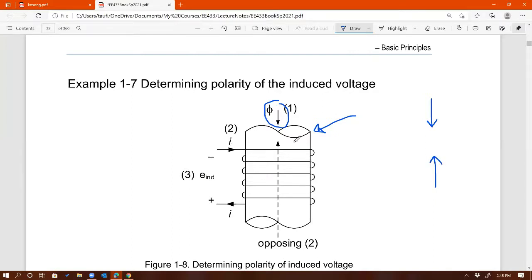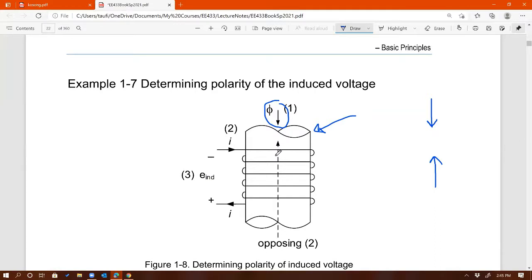So if you look at this coil, what direction of the current would produce flux that goes upward? Here's the coil, and I pretend the arrow is not there. So all you have is a coil, and the coil, as you can see, goes in and out. So go ahead and use your right-hand rule.